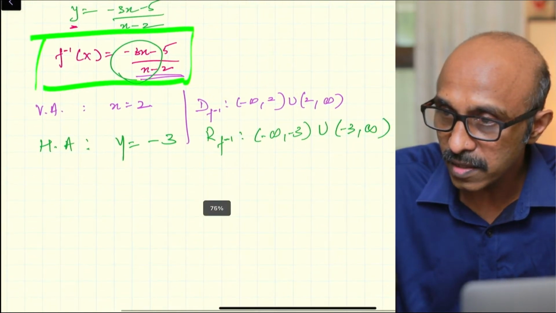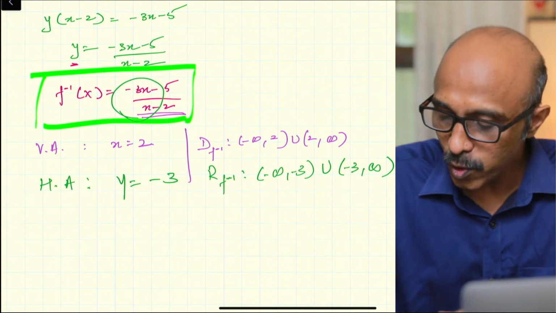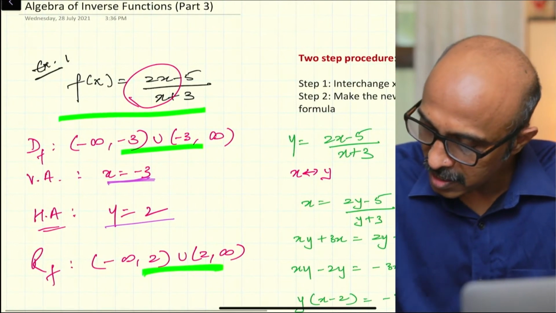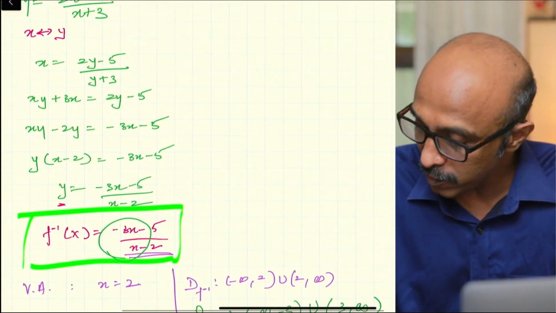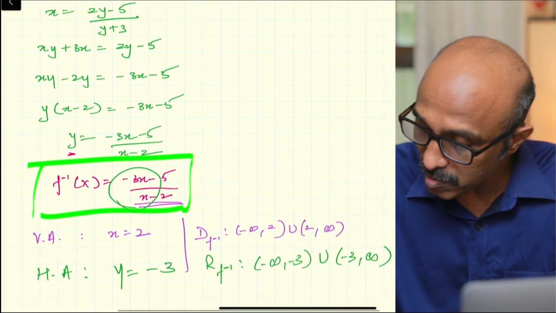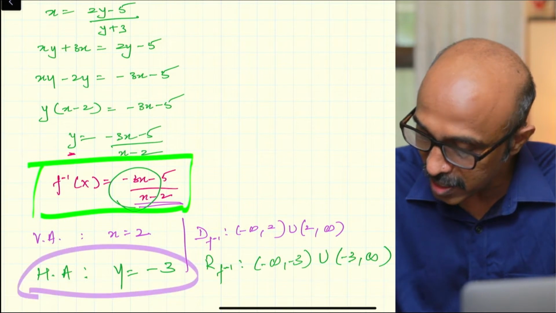Can you see that? Now let's compare with the original function. In the original function, the vertical asymptote was at x is equal to negative 3. And now for the inverse, the horizontal asymptote is happening at y is equal to negative 3. Can you see that?